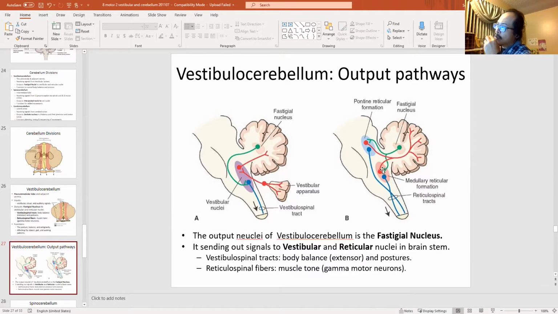Now, the reticular formation has two portions. The pontine reticular formation will excite the gamma motor neuron. The medullary reticular formation will inhibit the gamma motor neuron. So one will enhance the muscle tone, the other one will reduce the muscle tone. And by doing so, we affect the walking, right? And affect the local motion.